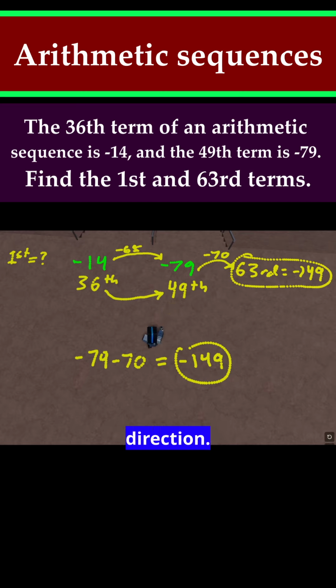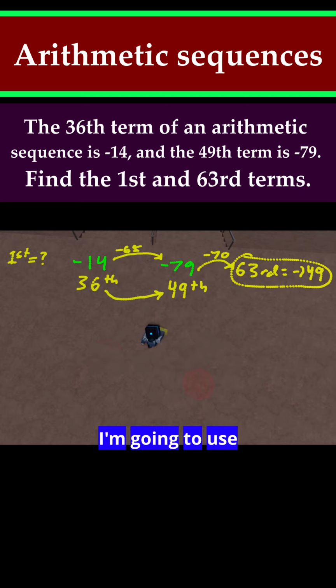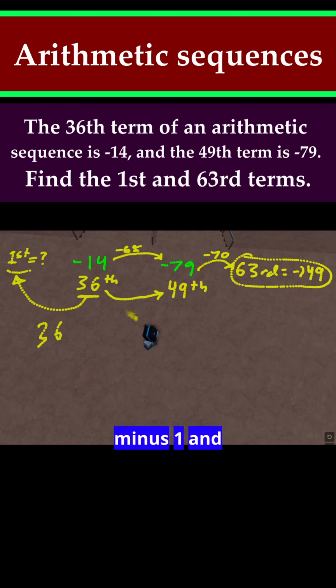Now let's go in the other direction. We need to find the first term. I'm going to use the 36th term as a starting point. So to go from the 36th term to the first term, how many times are we going to add, or in this case actually subtract, the common difference? Well, 36 to the first term, just do 36 minus 1, and that's 35. So that's 35 times that we subtract the common difference. And I say subtract now because we're going in reverse.